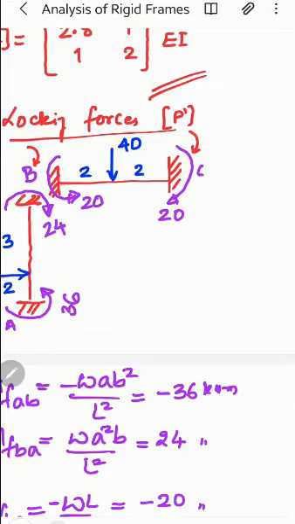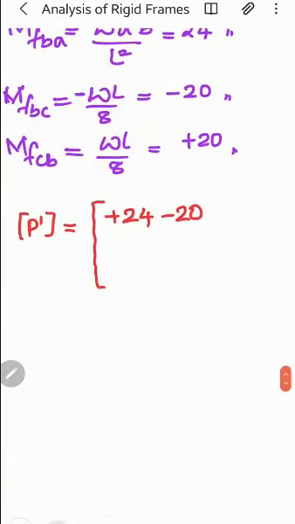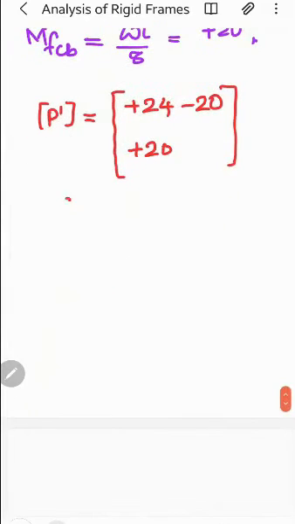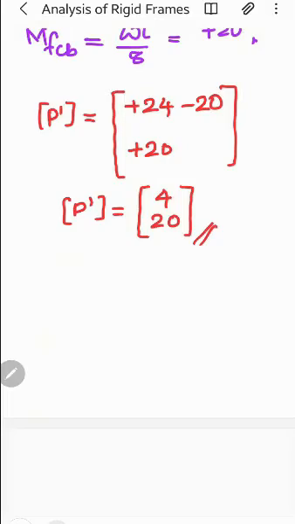And at C, coordinate number 2 is here, which is clockwise, right? So at C, along coordinate number 2, there is only one force, which is 20, and it is in the same direction, clockwise. So plus 20. So that means your P dash matrix will be 4 and 20. This is the P dash matrix.